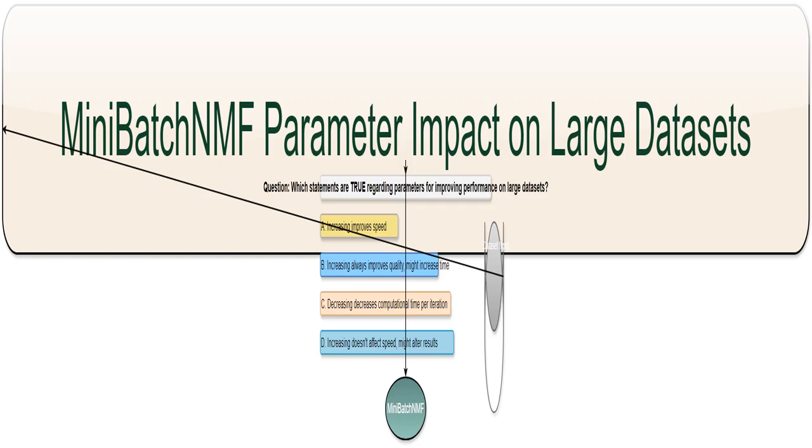This phrase simply introduces the core topic: how different parameters within the MiniBatchNMF algorithm affect its performance, specifically focusing on its efficiency when handling large datasets. It sets the stage for the analysis of the parameters and their impact on computational speed.